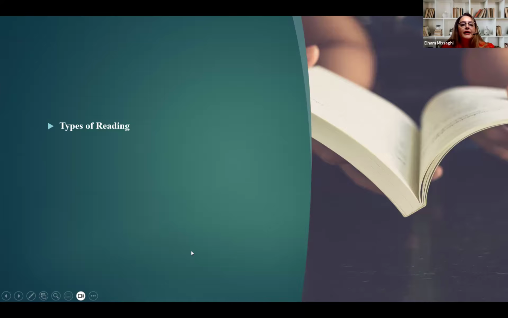Now, that was the general picture. Let's focus on the reading. We have two types of reading in general, intensive reading and extensive reading, correct? So what's the difference?